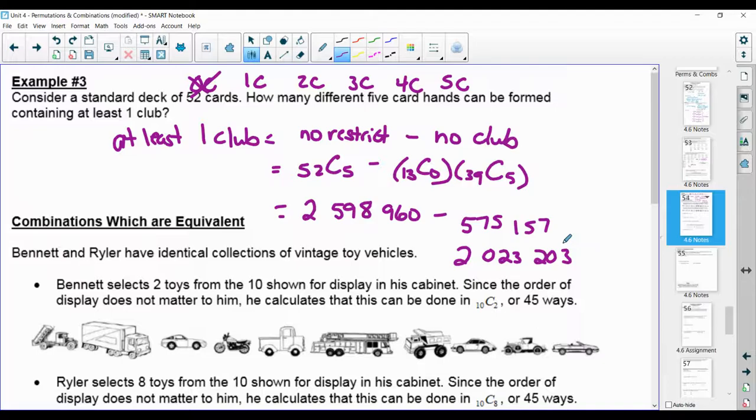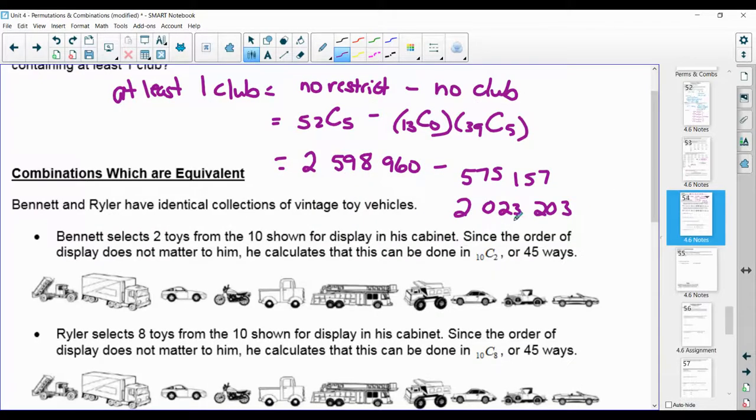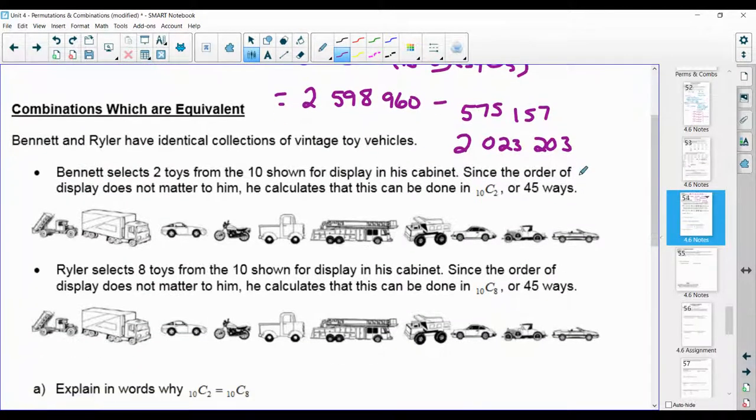So while you can do it the other way, and some people still choose to, knowing how to use the complement to save yourself some time is really helpful. All right, so yesterday I had asked you to think about why, I can't remember the exact example, but like 8 choose 3 was the same as 8 choose 5, or 7 choose 2 was the same as 7 choose 5. And today we're actually going to talk about why that is.